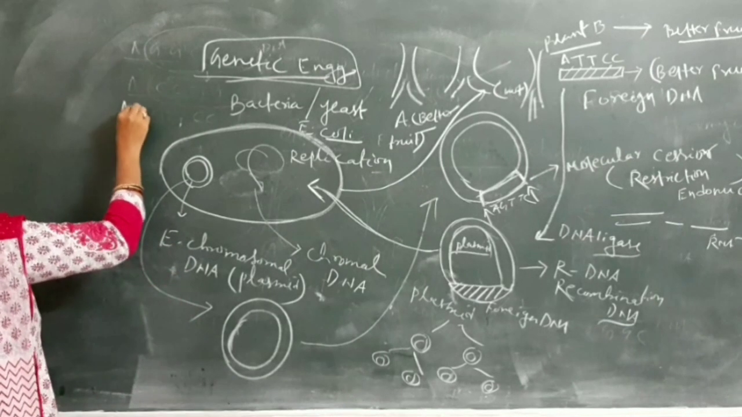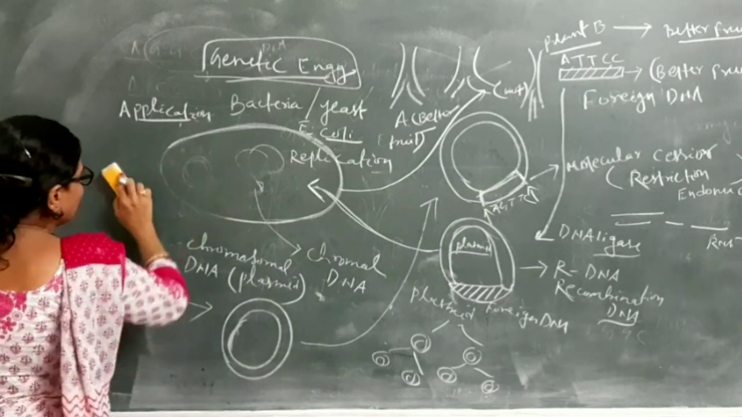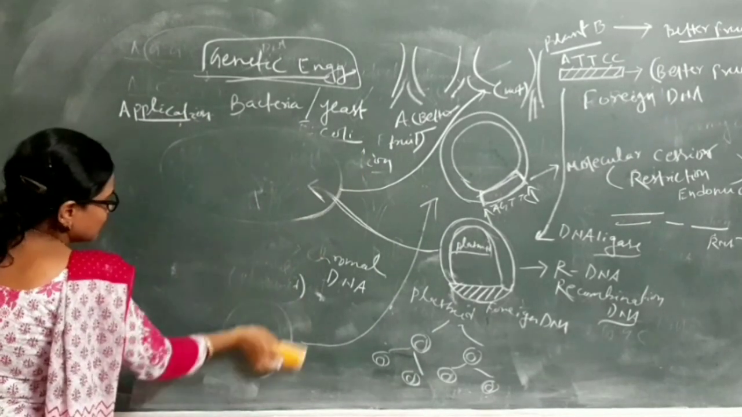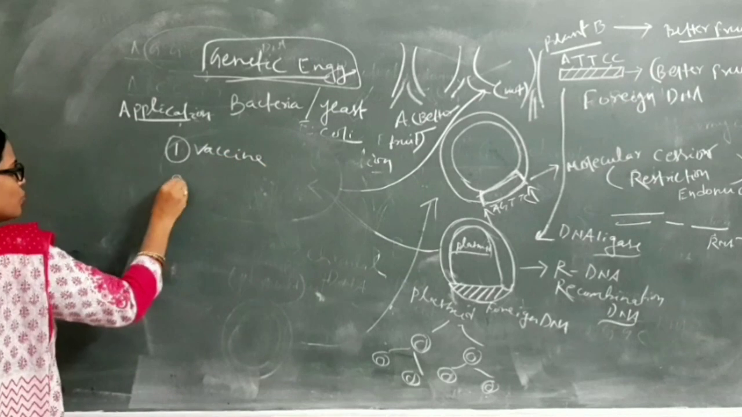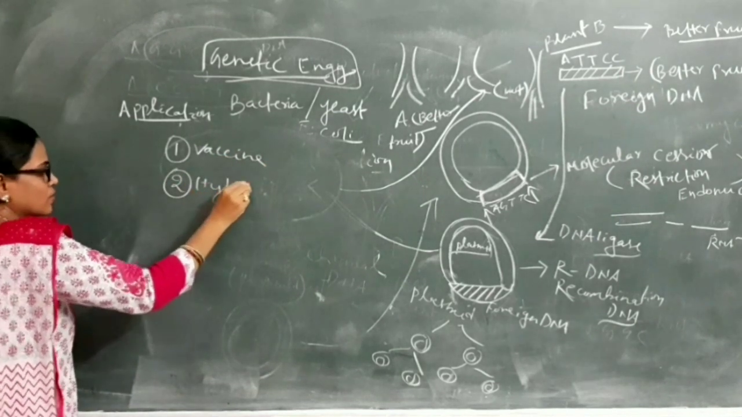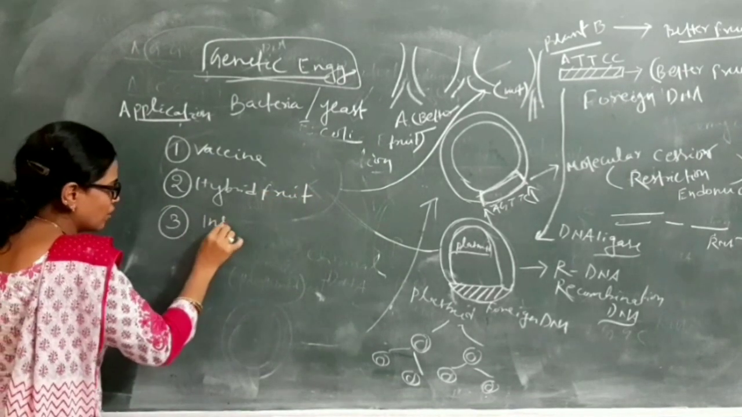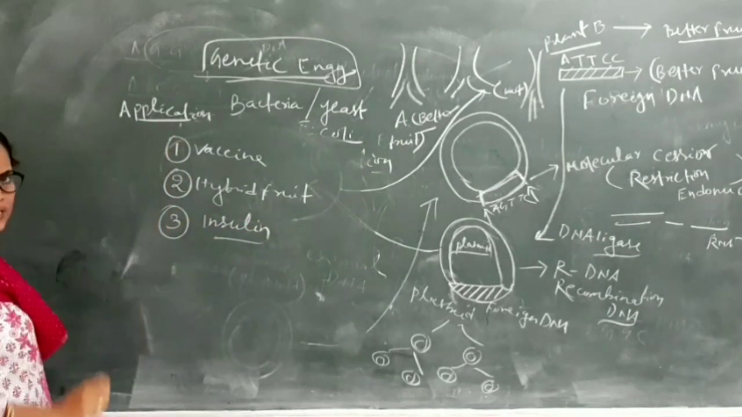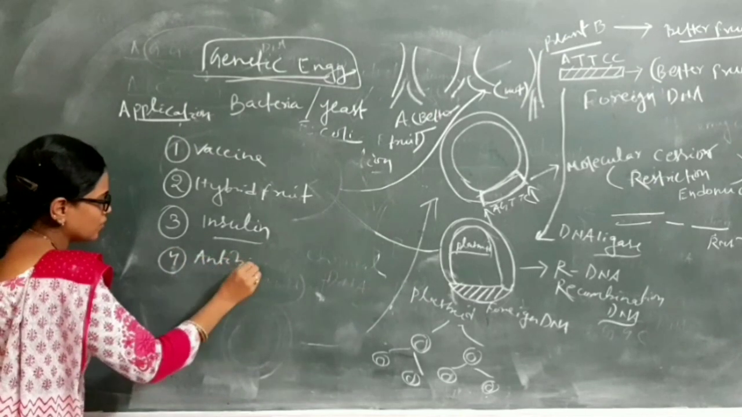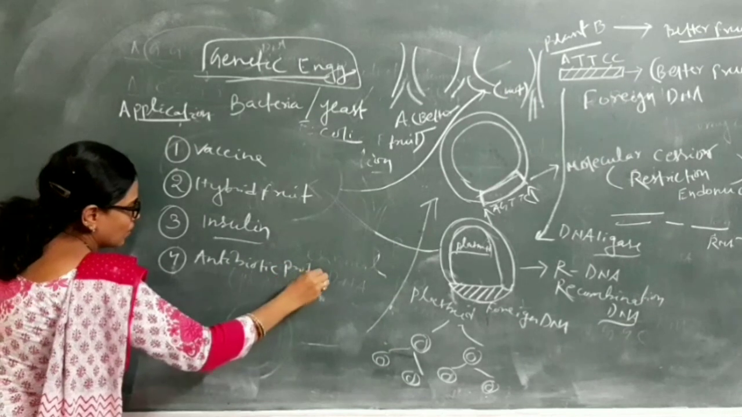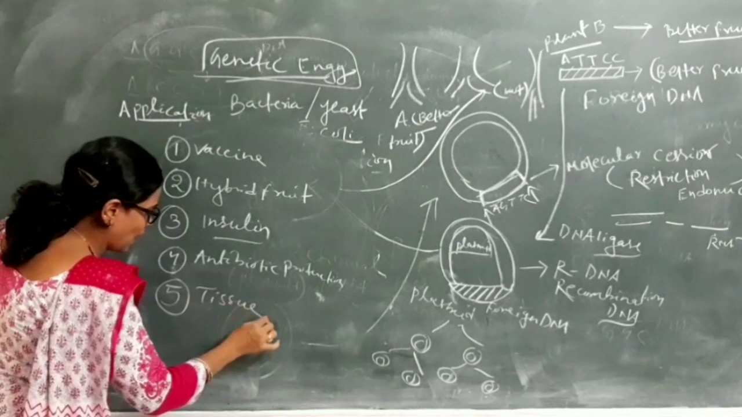Then again, the applications of genetic engineering technology. Application means uses. In which cases is this technology used? Number one, vaccine production. Number two, hybrid fruit production. Number three, insulin production. This genetic engineering technology is used. Number four, antibiotic production. Then number five, in tissue culture technology for plants.